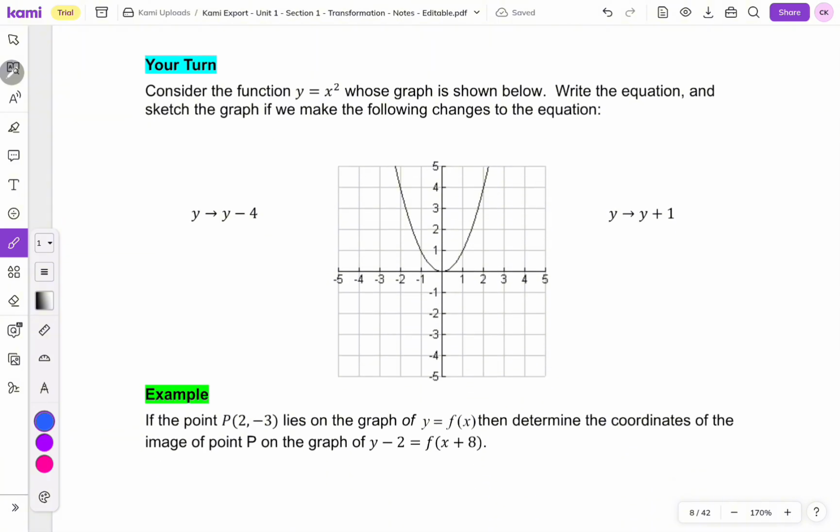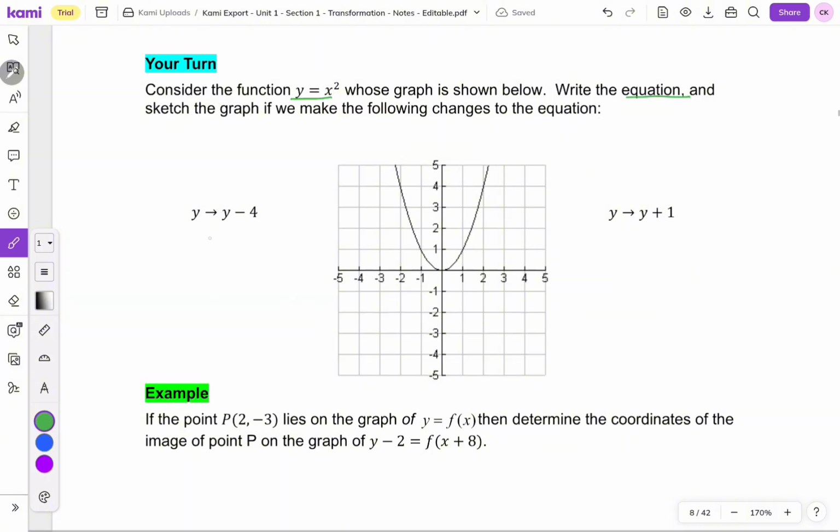Pause, try it out. All right, so first our equation wants us to write an equation. Again, it gave us a specific function. So it says replace y with y minus 4. We're going to solve to get y by itself. So this means a vertical translation 4 up. So we're going to take each point and move it 4 up, which doesn't give us much room on this graph, but we can get an idea of what this looks like.